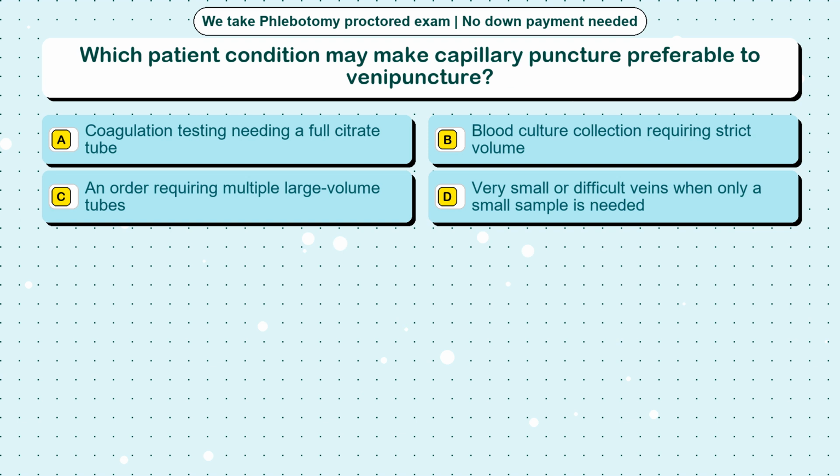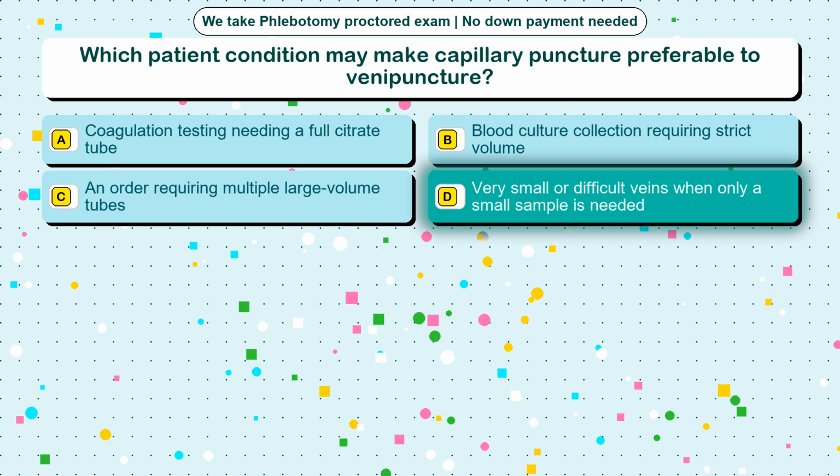Question 86. Which patient condition may make capillary puncture preferable to venipuncture? Option A, coagulation testing needing a full citrate tube. Option B, blood culture collection requiring strict volume. Option C, an order requiring multiple large volume tubes. Option D, very small or difficult veins when only a small sample is needed.